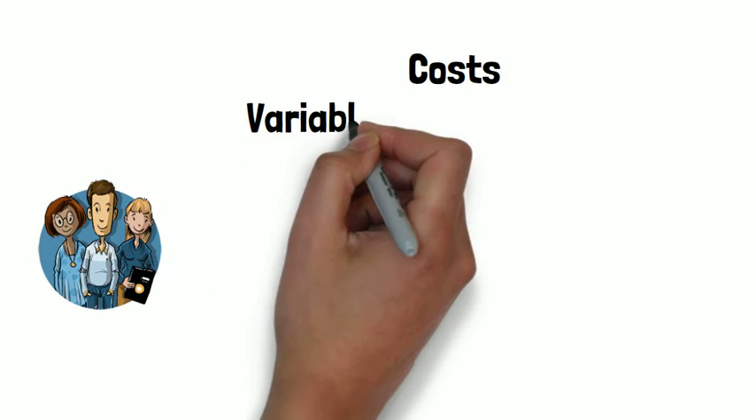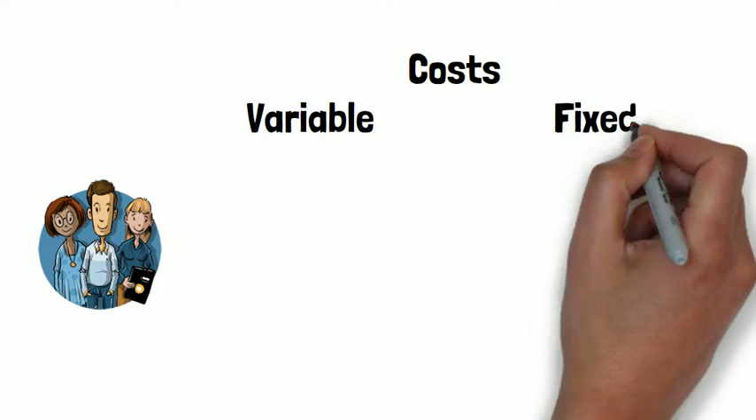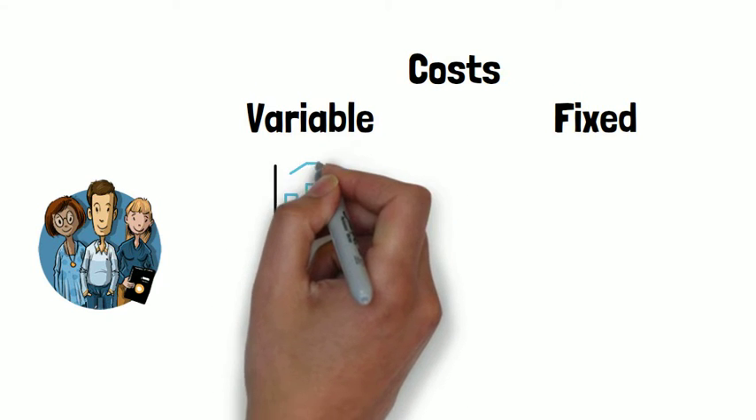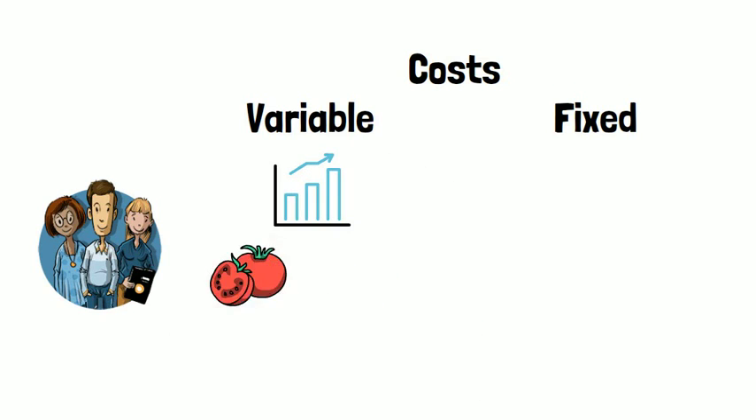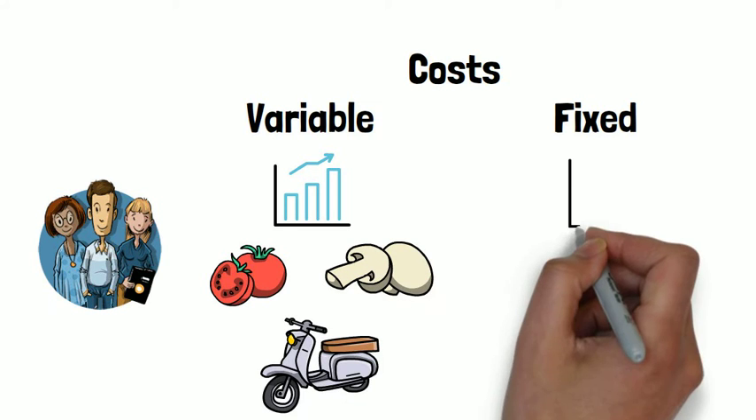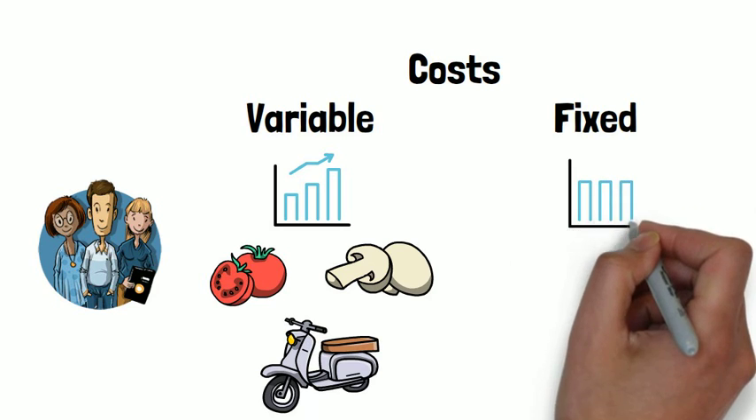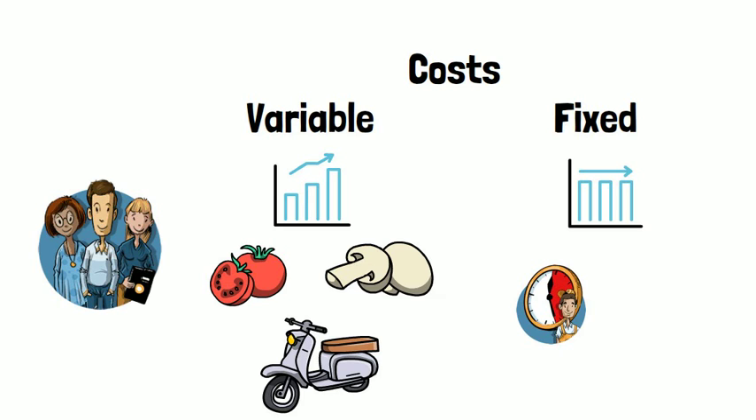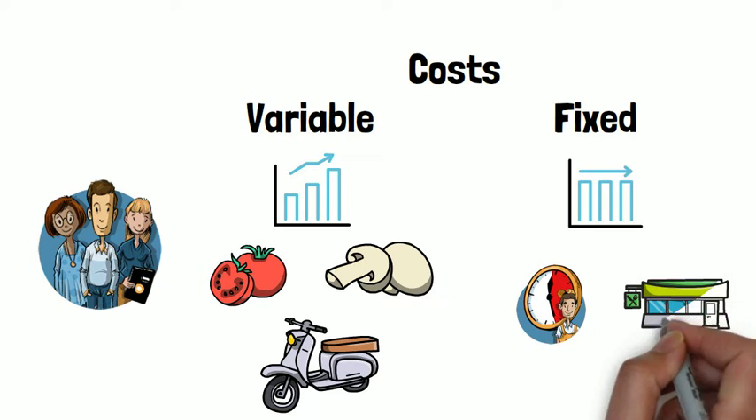Costs can be classified into variable and fixed. Variable costs increase whenever the company sells more units and include items such as raw materials, delivery costs, and sales commissions. Fixed costs remain the same regardless of the number of units sold. These can include, for example, salaries, rent, and electricity.